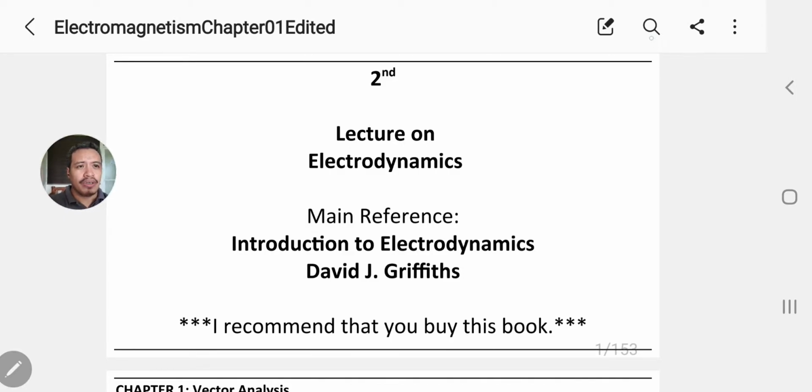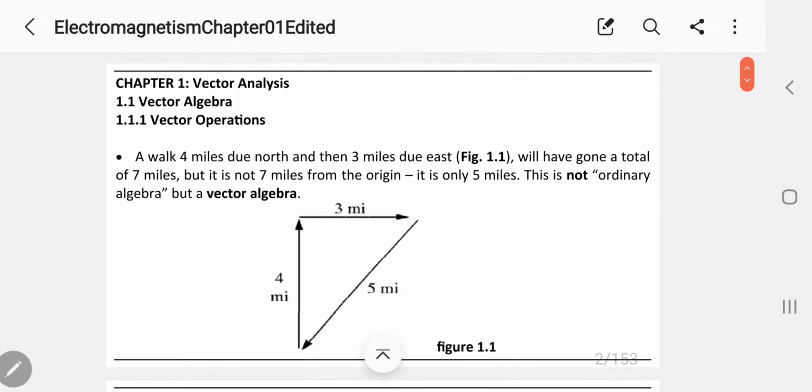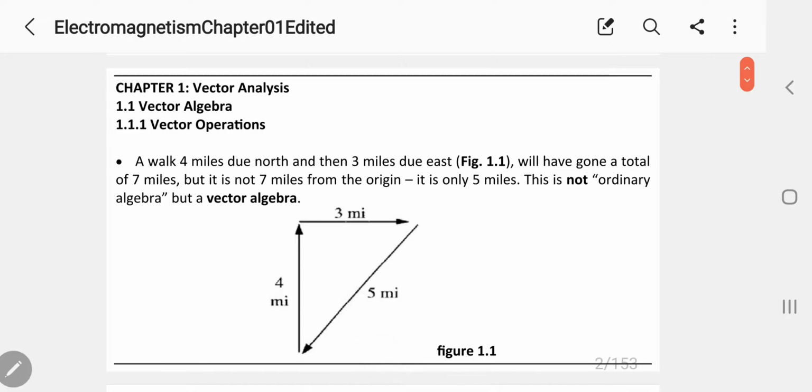For our second lecture, we will start with vector analysis, and we start with vector algebra. As you can see here in the figure, you have a walk that is 4 miles due north, then another walk 3 miles due east. The question is, what will be the final destination after the two successive walks?